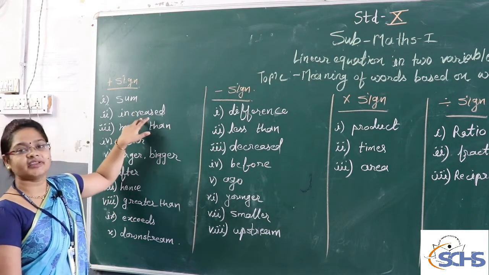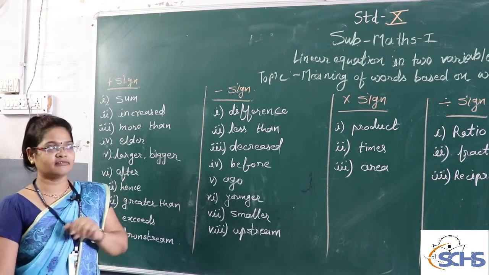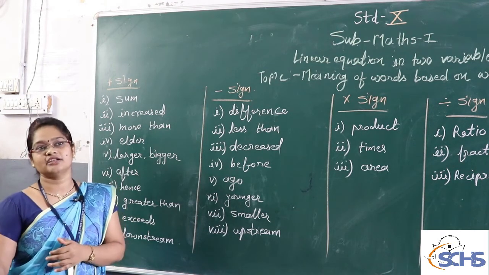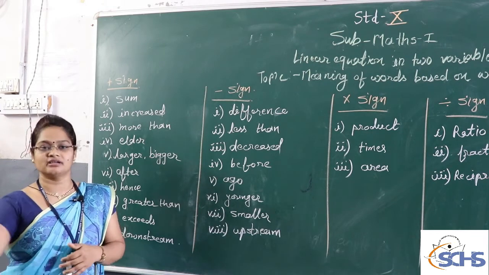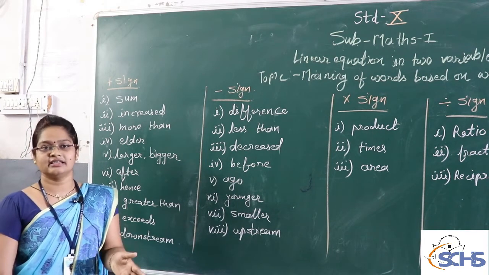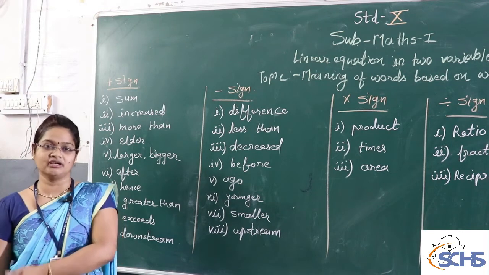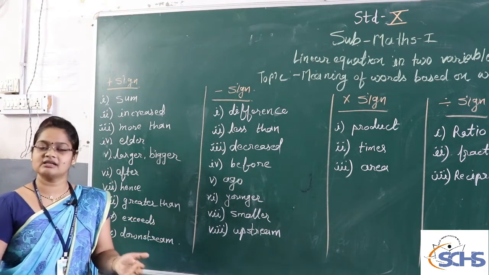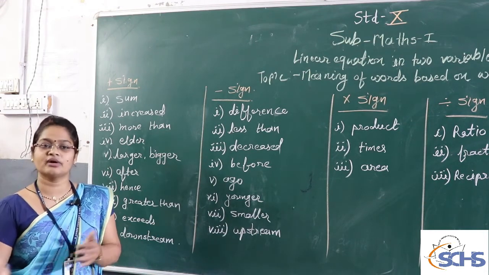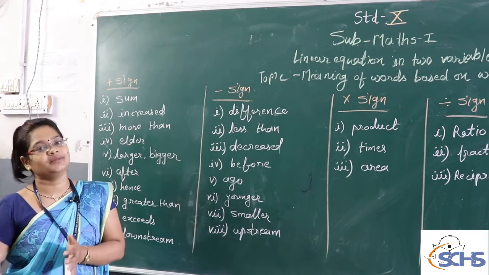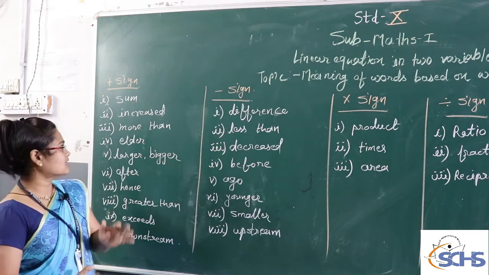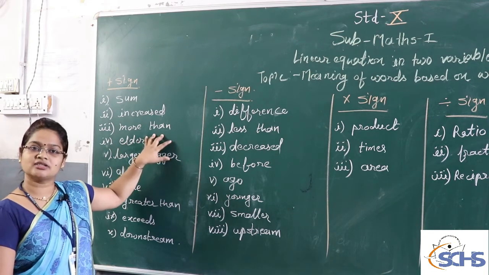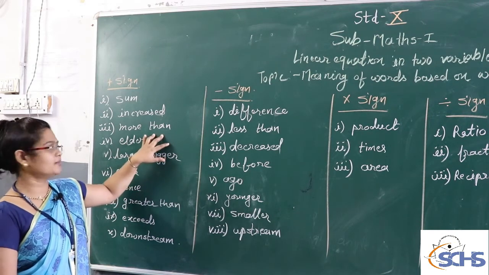Secondly, increased. If it is given that the age of Sham is increased by the age of Ram by 2 years, how will you write it? Suppose the age of Sham is x years and the age of Ram is y years, so x is equal to y plus 2. Here also we have used the plus sign. When the words more than are given in a question, in that case also we use the plus sign.